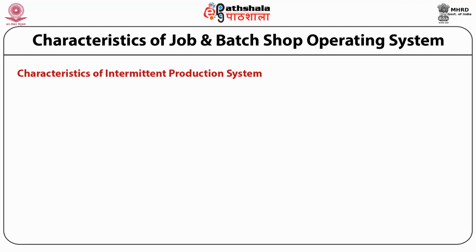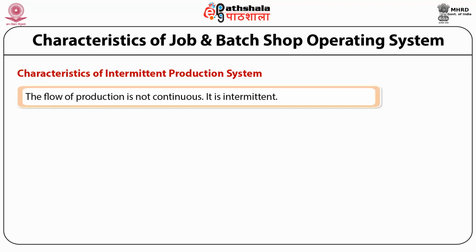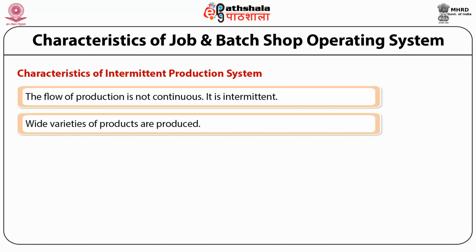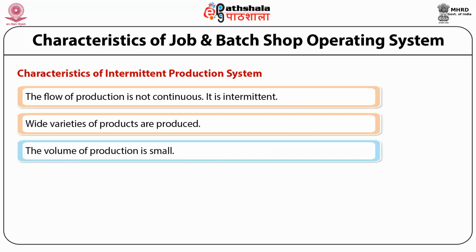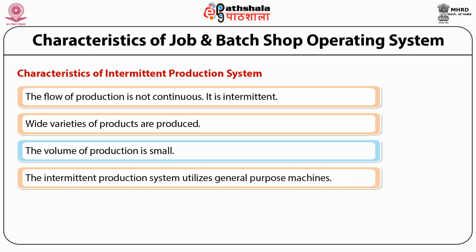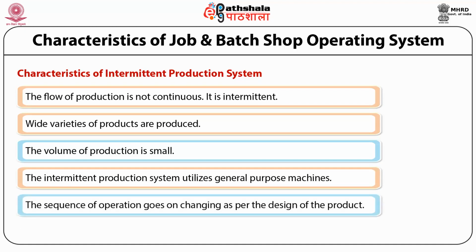Characteristics of intermittent production system. First, the flow of production is not continuous, it is intermittent. Second, a wide variety of products are produced. Third, the volume of production is small. Fourth, intermittent production system utilizes general purpose machines. These machines can be used to produce different types of products. Fifth, the sequence of operation goes on changing as per the design of the product.